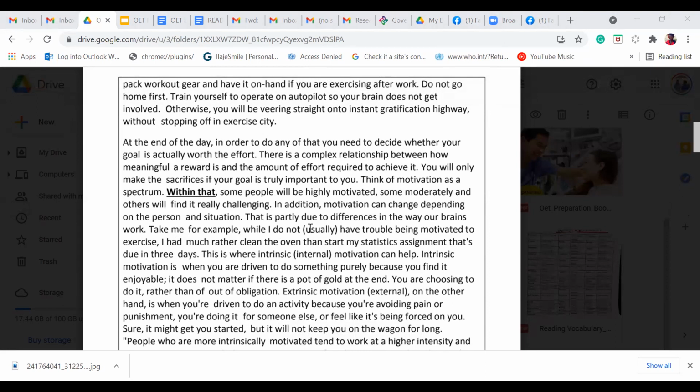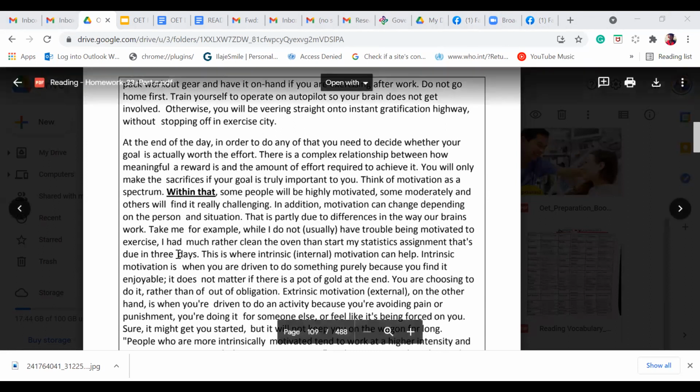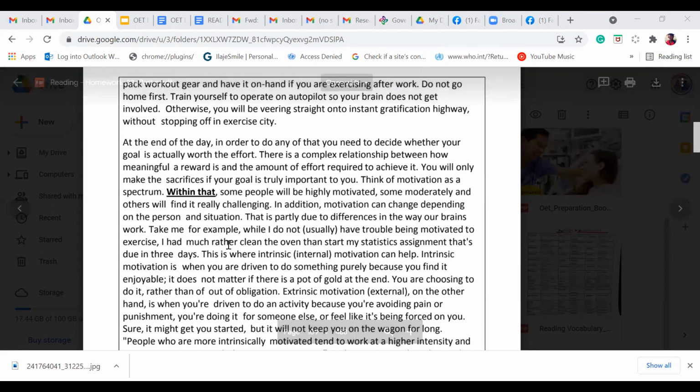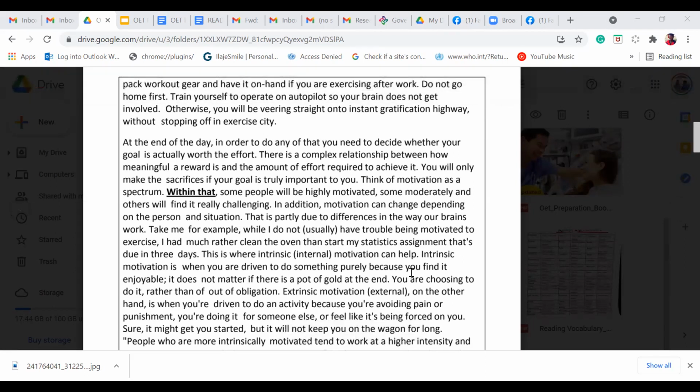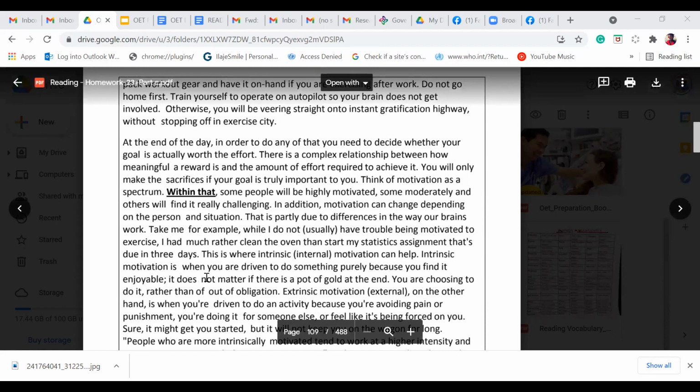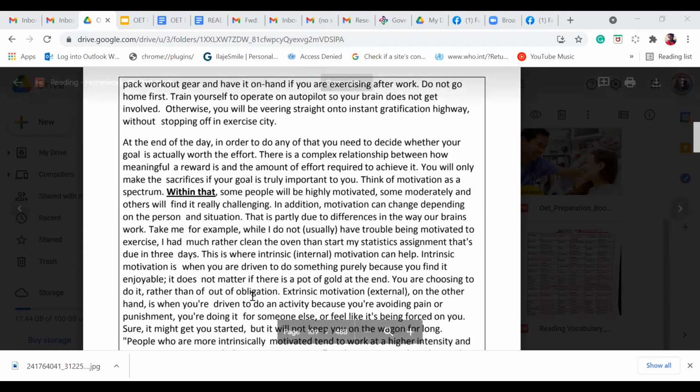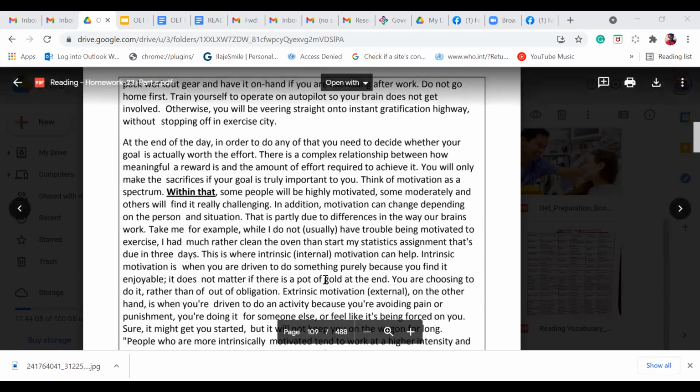Take me, for example, I do not usually have trouble being motivated. I would much rather clean the oven than start whatever is due in 3 days. This is where intrinsic motivation can help. Intrinsic motivation is when you are driven to do something purely because you find it enjoyable. It does not matter if there's a pot of gold at the end. You are going to do it rather than out of obligation. Sure, it might get you started, but it will not keep you going.